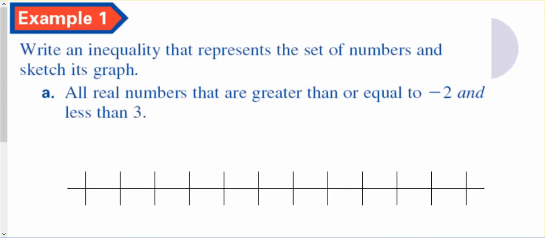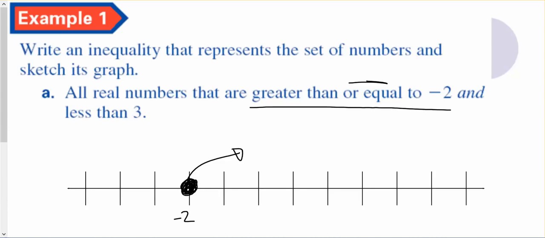So why don't you guys do this one? First, let's graph it. All real numbers that are greater than or equal to negative 2 and less than 3. We've got negative 2 here, and greater than or equal to negative 2. Because it says or equal to, we're going to use a closed circle, and numbers that are greater than would go to the right.